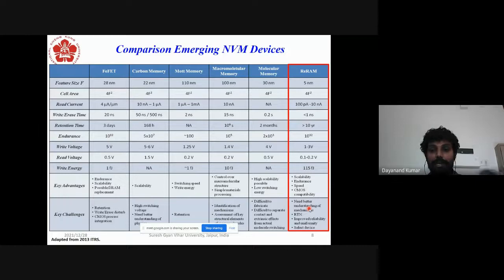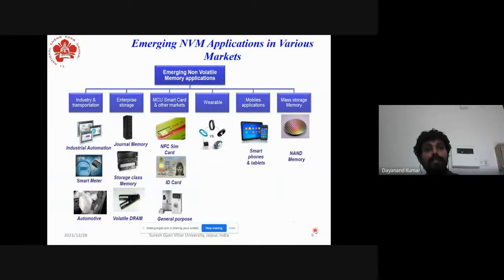People are claiming different kinds of mechanisms, but basically there are two kinds of mechanism reported. So the RTN and improved reliability. Reliability improvement means that at high temperature, your device must be stable. And the select device also I already discussed, because we have to reduce the leakage path during the continuous switching cycles to make the device stable.